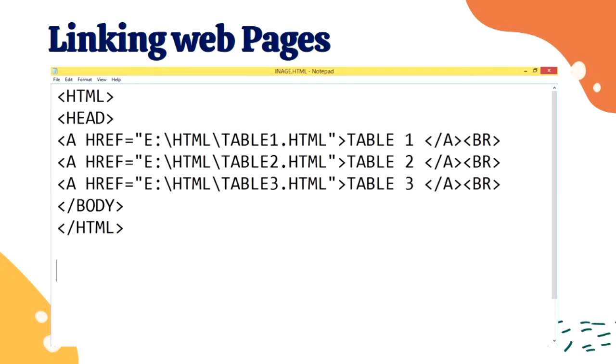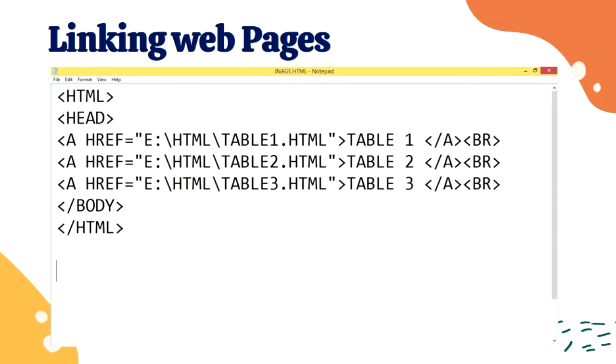To create a hyperlink, the anchor A tag is used. The href attribute of the anchor A tag is used to specify the address of the file to which you want to link the page. For example, the following HTML code makes the text table 1, table 2 and table 3 turn into hyperlinks, which link to the documents table1.html, table2.html and table3.html respectively.